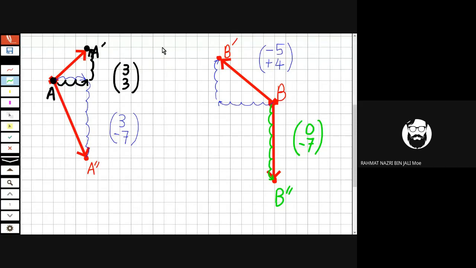Yang penting movement to the right, we have to write positive. Movement to the left, we write down negative for the x value in order pair. Yes, seterusnya we have the same size the image and object under a translation.